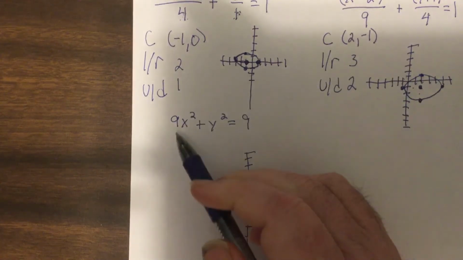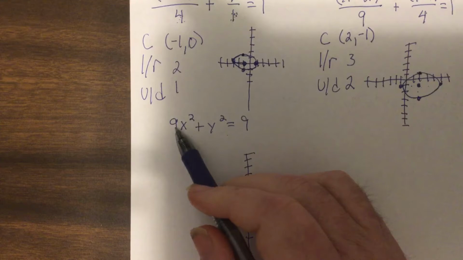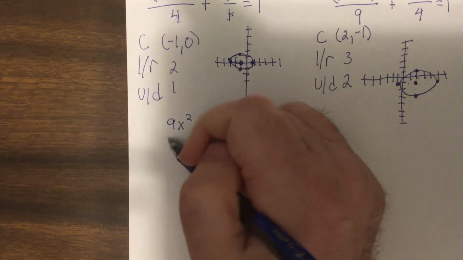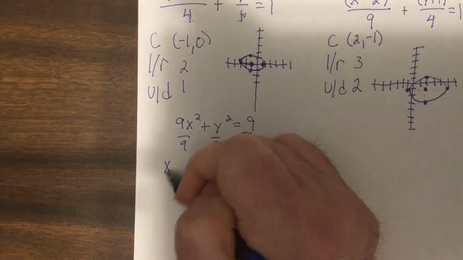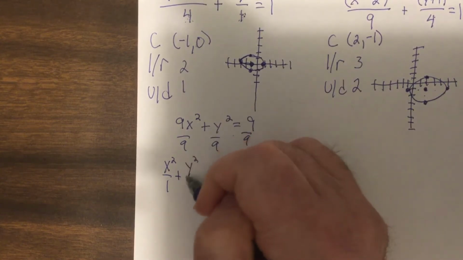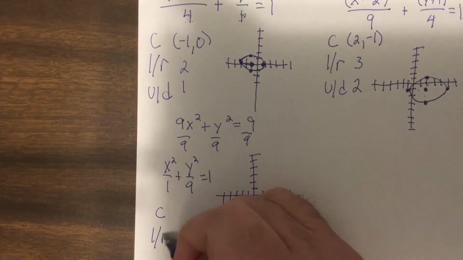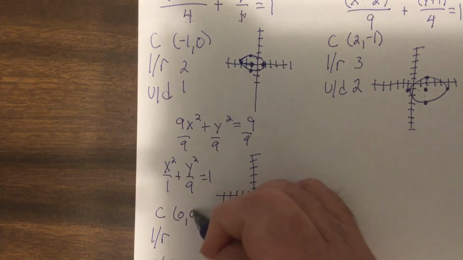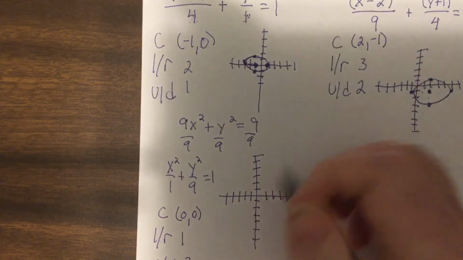Now, for this one, I have to get in proper form. So it has to have a 1 here and a 1 here. So I'm going to divide everything by 9 to get it equal to 1. So it's going to be x squared, or x squared over 1, if you want to put it that way. Y squared over 9 equals 1. So what is our CLRUD? So the center is 0, 0. You go left, right, 1, up, down, 3.